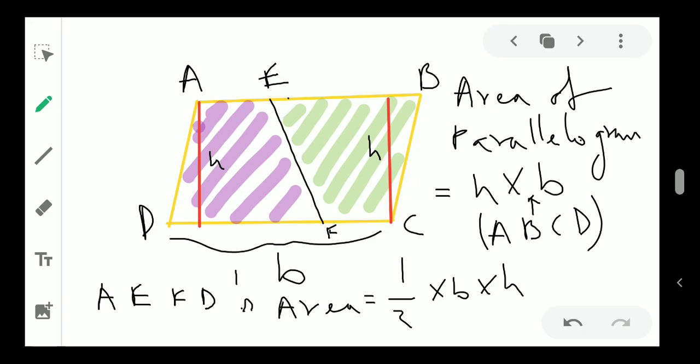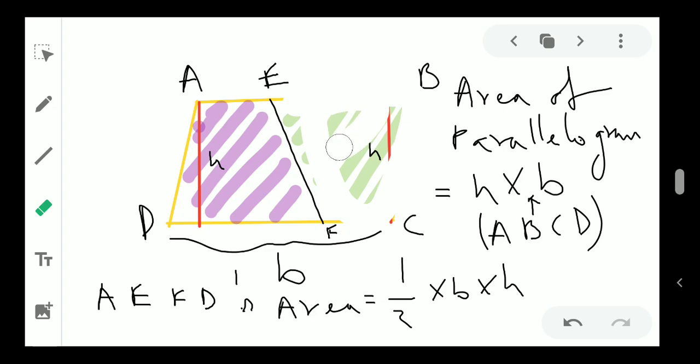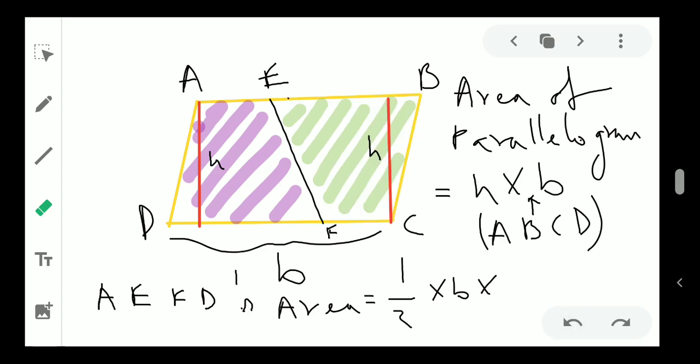Now the question is that this B is for the full one. If I don't know the full one, if I know only half of this portion, then how will I find the area of this trapezoid? Because I don't know the total B, since I have already removed this B, right? So what we will do here is use our little brain.